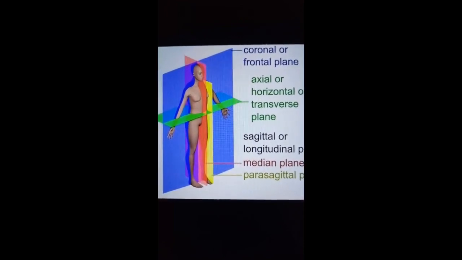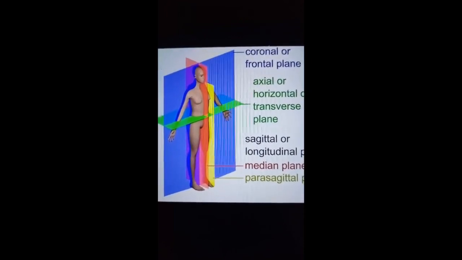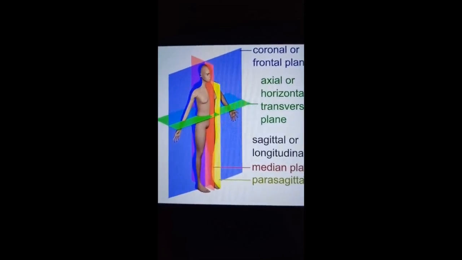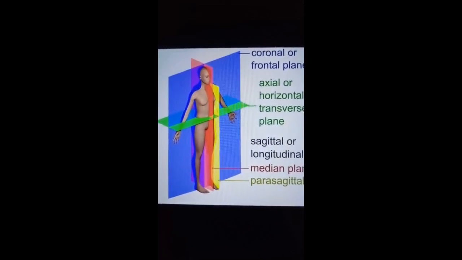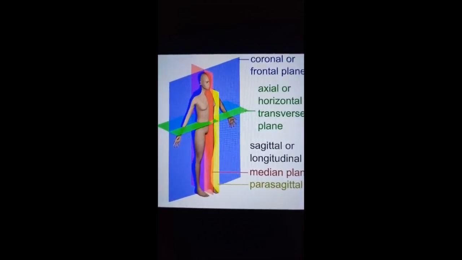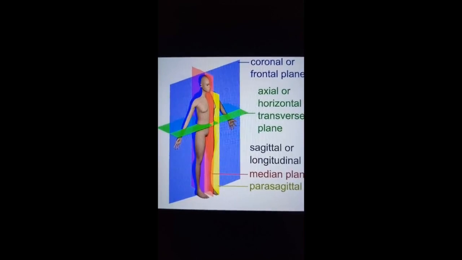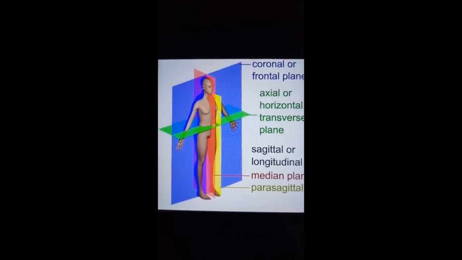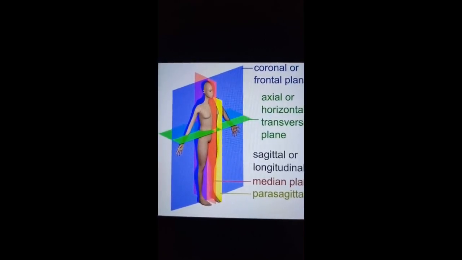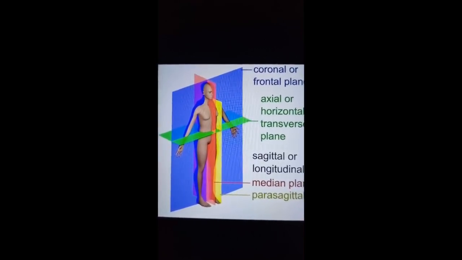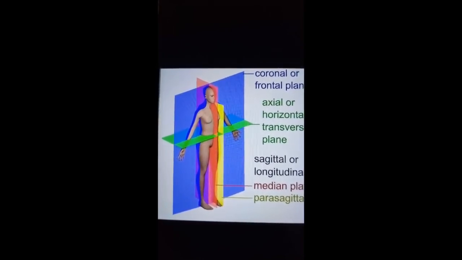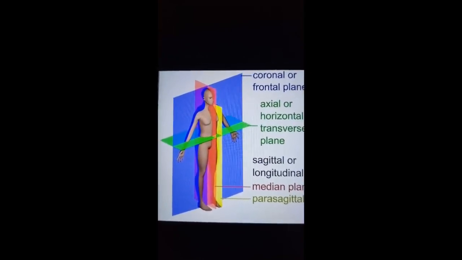The blue one here is showing the coronal section or the frontal plane, which divides the body into an anterior and a posterior half. The green one is showing the transverse plane, which is also known as the horizontal plane or the axial plane, which divides the body into an upper half and a lower half. And the red one is the median section, which is also known as the sagittal section, and the one just lateral or adjacent to it is the parasagittal section.